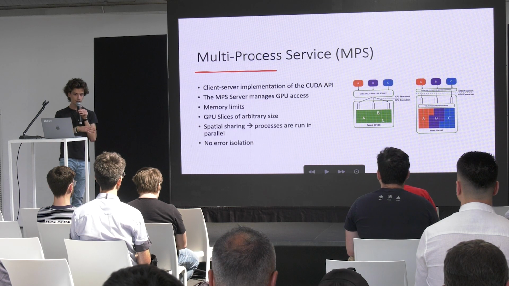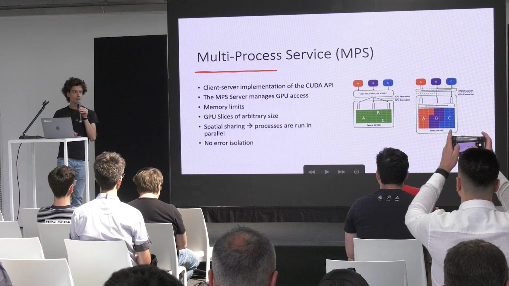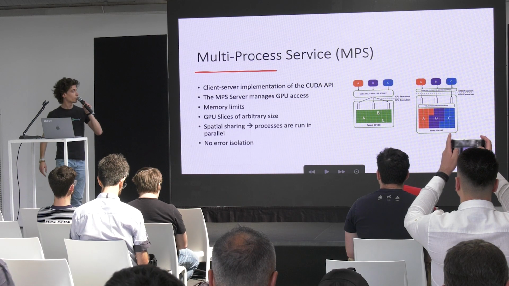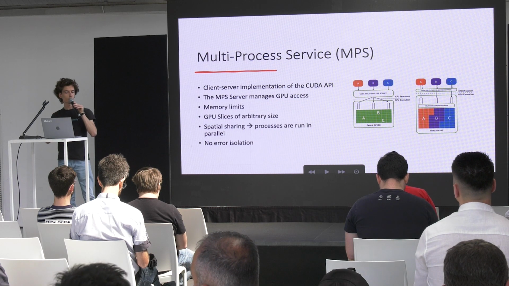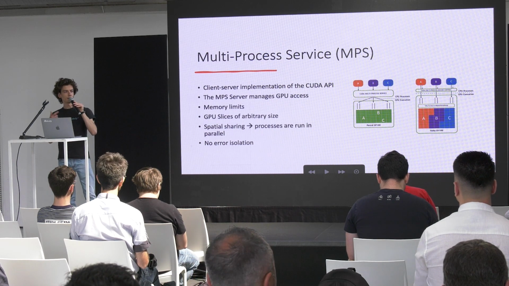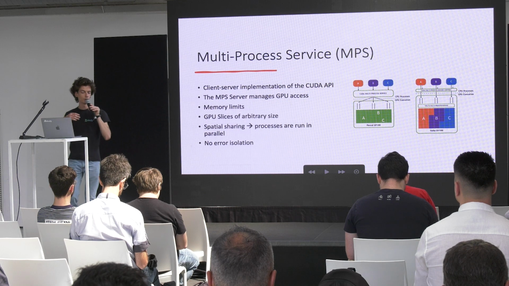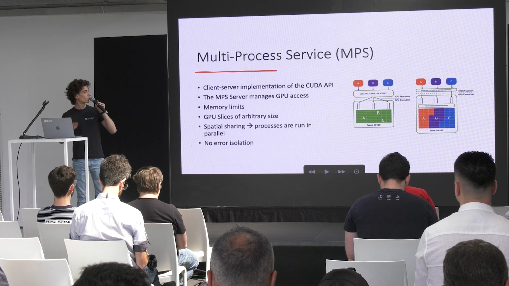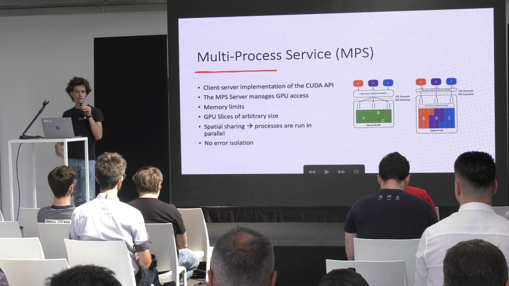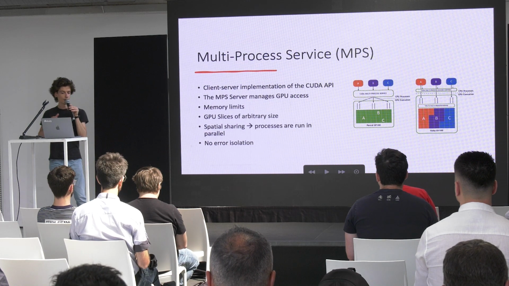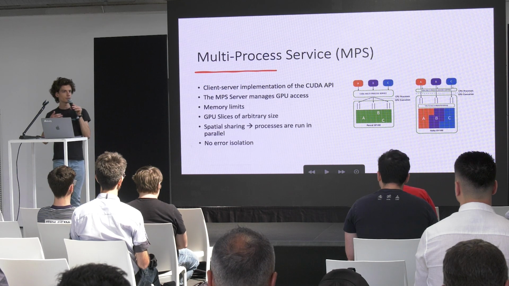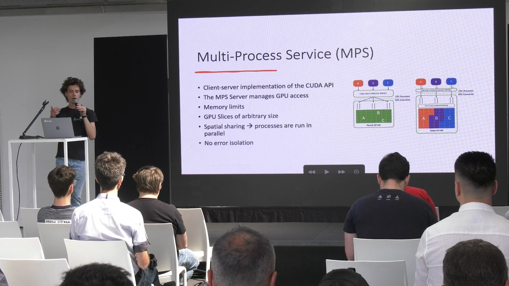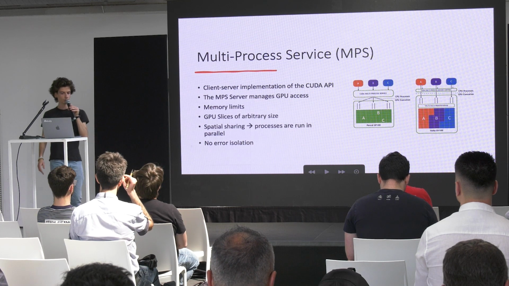Halfway between time slicing and MIG, you have MPS. MPS is a client-server implementation of the CUDA API. So you have a server running on the GPU, and it manages the access to the GPU. So you have clients that, instead of going directly to the GPU, make requests to the MPS server, and the MPS server manages the access and shares the resources among the processes. So it's very easy to set memory limits or computing limits on the different clients.